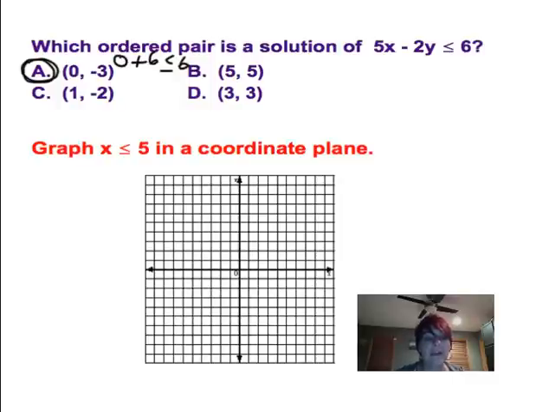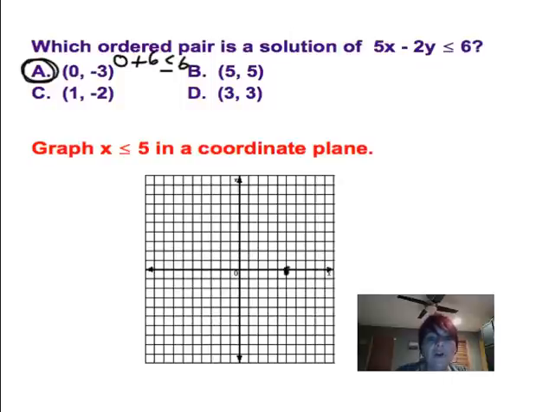Now let's graph the inequality x is less than or equal to 5 on the coordinate plane. Think back to when we graphed x equals 5. Okay? x equals a constant is a vertical line. So I would start by graphing a point at x equals 5. So I would start here. And then I know that this is supposed to be a vertical line.